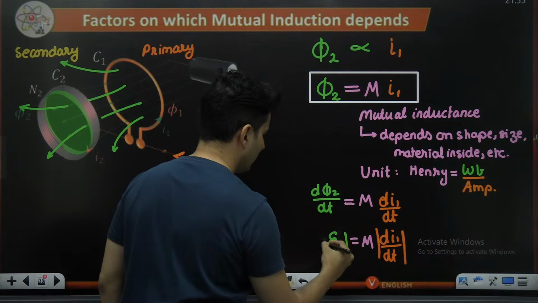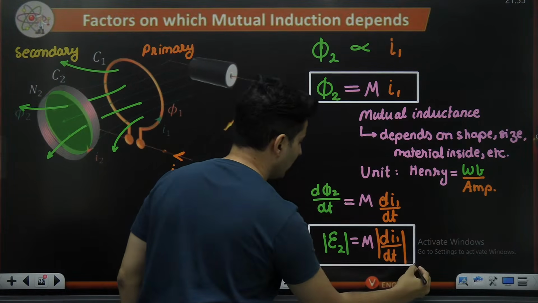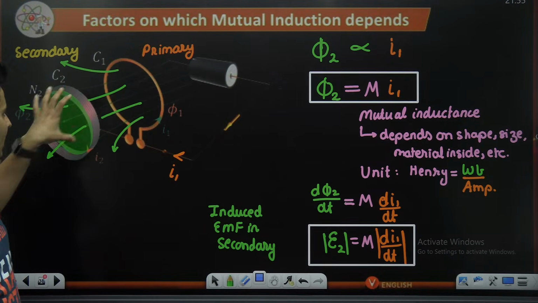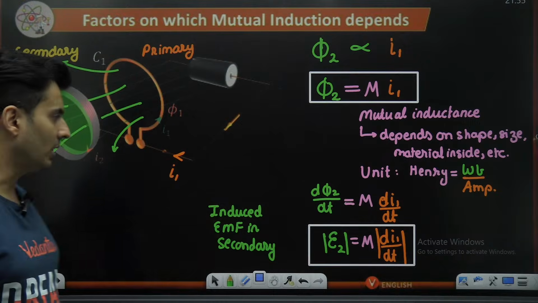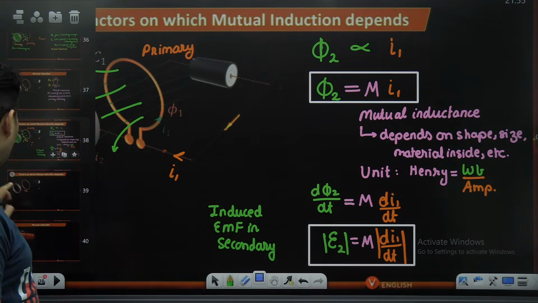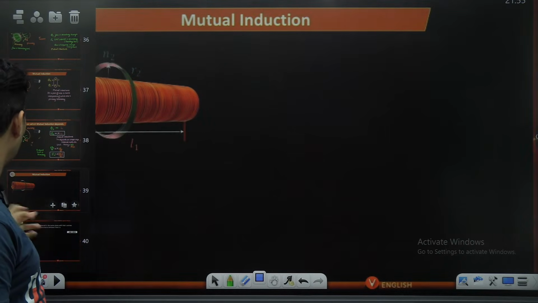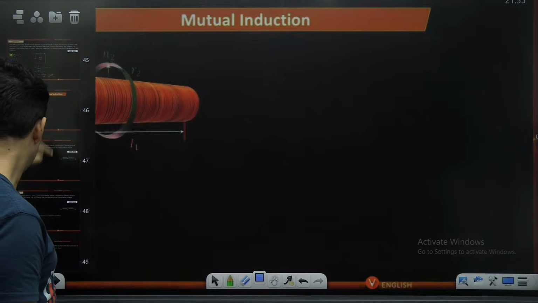Okay, so this is the magnitude of the induced EMF in the secondary coil because of the changes of the current in the primary coil. That means if the current changes here, how much EMF will be produced over here? That is what we are talking about. Just like before, there is not much of a change. All right. Now, having said that, we can also find how much is the mutual inductance.